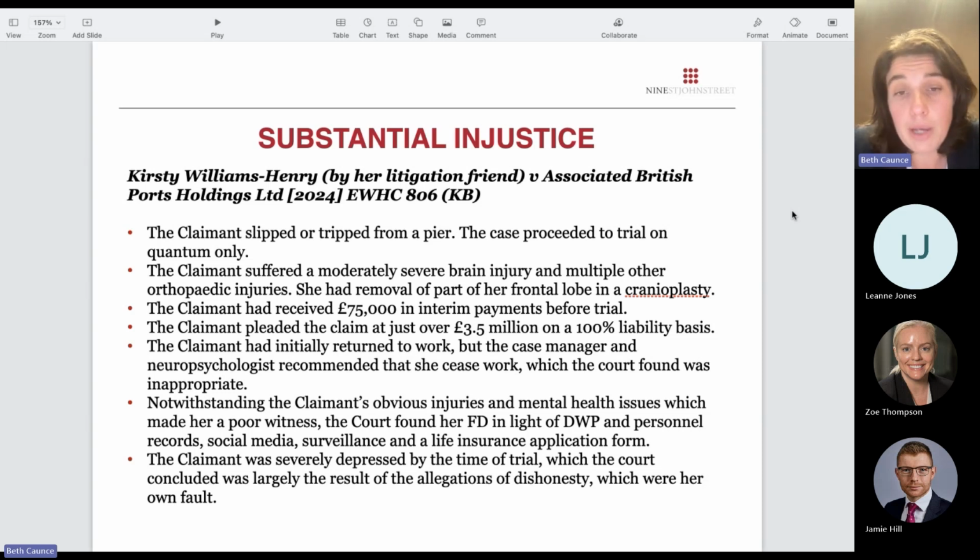Initially, she'd done fairly well and returned to work, but on the recommendation of the case manager, she'd stopped working, and the court found that had been inappropriate. She had obvious injuries and she had some severe mental health issues by the time of trial, and those made her a poor witness. But even in light of those issues, the court found her fundamentally dishonest, particularly with regard to DWP records, social media, and surveillance.